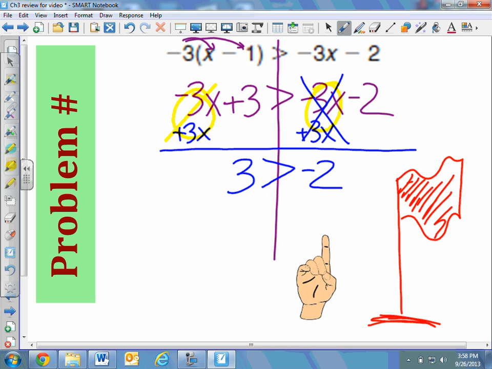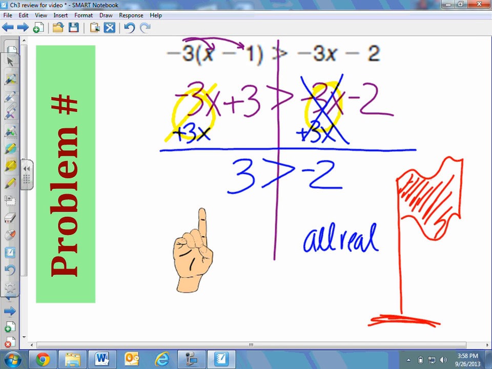This is a big red flag because I don't see a variable left over. Now I just see a statement. Remember, you got to be good at reading these. So let me read this to you, see if it makes sense. Is 3 greater than a negative 2? Does it make sense? Yes, it does. So I'm going to say this is all real numbers. Okay? That's it. You're done with this one.